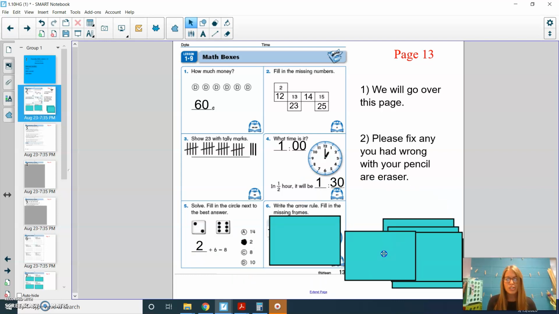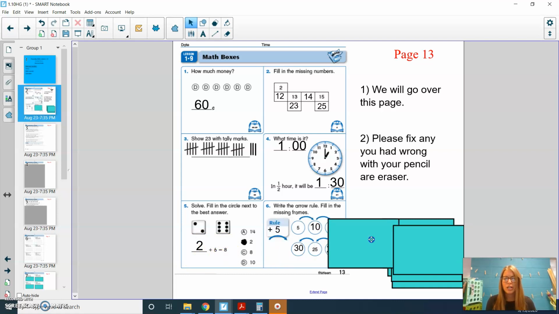For question number 5, solve. So if I'm at 6, I want to know how much more to get to 8. I should have added 2. 2 plus 6 equals 8. For question number 6, I can see that I was counting by fives. My rule is plus 5. If I'm at 5, then I get to 10, 15, 20, 25, 30. So one more time, please double check, make sure that you have your page correct. And if you have any questions, you can ask your classroom teacher.